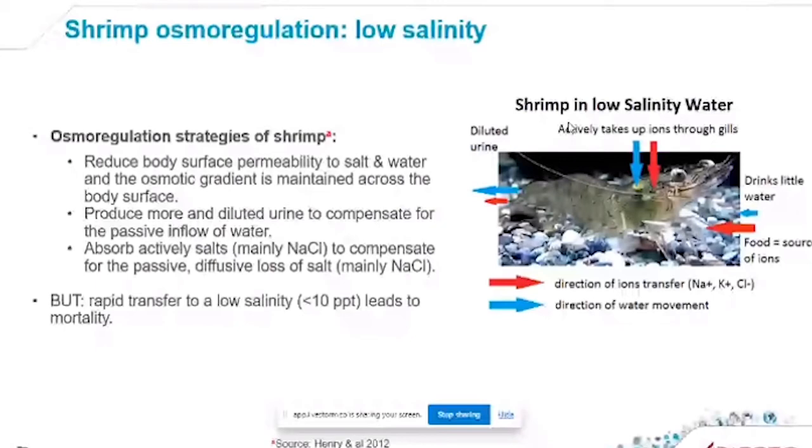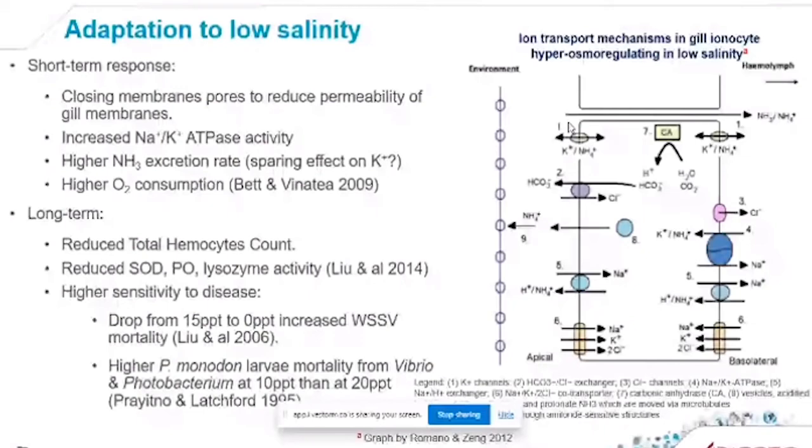So when you change shrimp to a low salinity, they adapt. In the short term, they are going to close the membrane pores in the cells of the epithelium of the gills, the gut, and the skin in general. So they will close those pores and reduce the permeability of the membranes. They will also increase the sodium pump activity, the sodium-potassium system, which exchanges potassium ions against sodium ions.